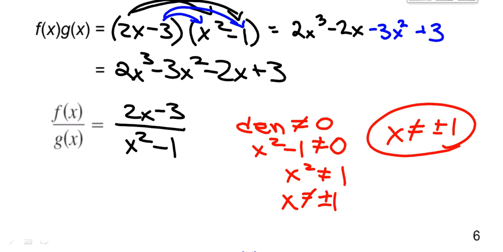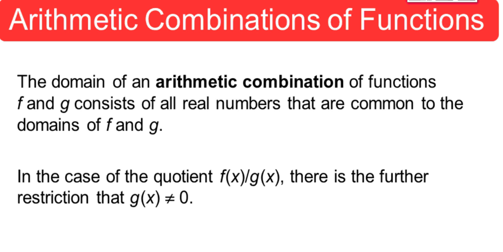So do you feel like you can add, subtract, multiply, and divide? Yes. And so then I will just ask you this question. Let me see. Domain.